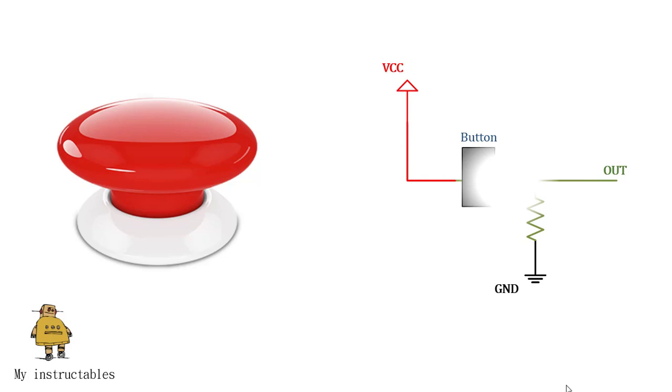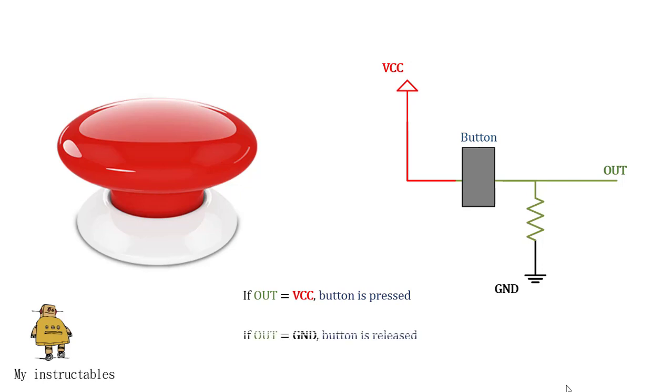Now imagine this push button is a black box. We don't know if it is being pressed or released, and we need to determine that. Based on what we analyzed earlier, it is possible to determine the state of the push button based on the voltage level of the output. If the output is equal to VCC, the button is being pressed. And vice versa, if the output is equal to GND, the button is being released.